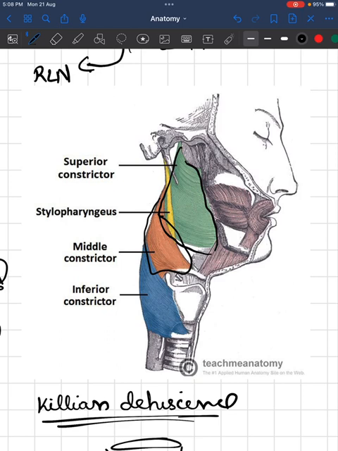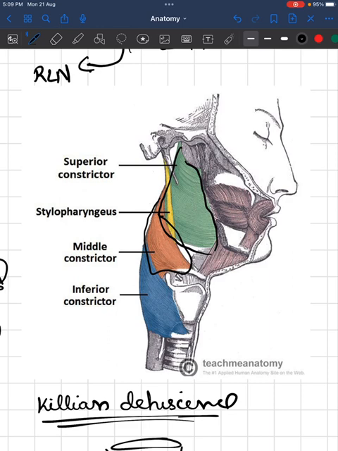We can see the attachments: one is the pterygoid hamulus, another is the pterygoid raphe. Next, posterior to the mylohyoid line and dorsum of the tongue, it gets inserted over the pharyngeal raphe. The middle constrictor arises from the stylohyoid ligament, lesser cornu, and greater cornu, and it gets attached over the pharyngeal raphe.